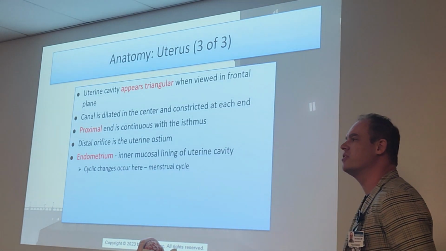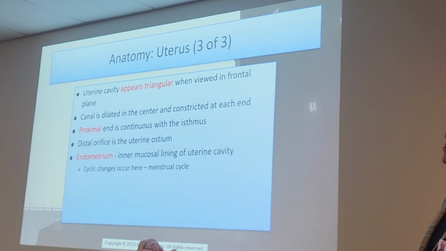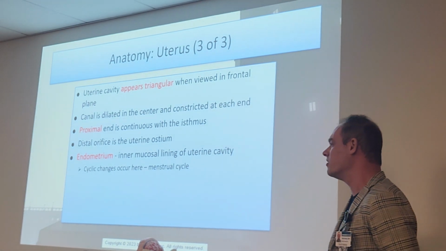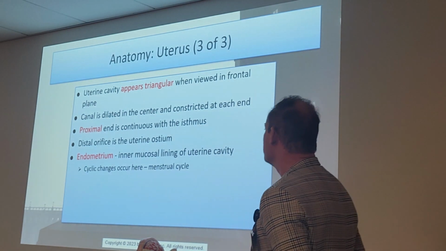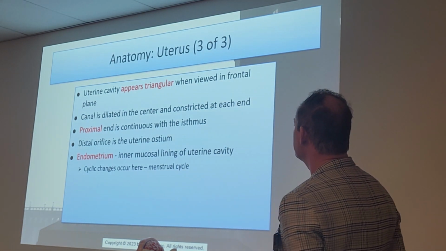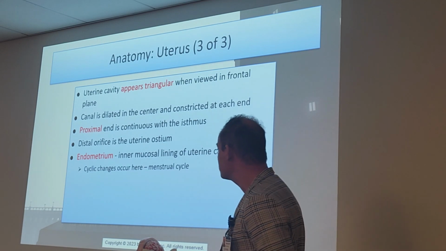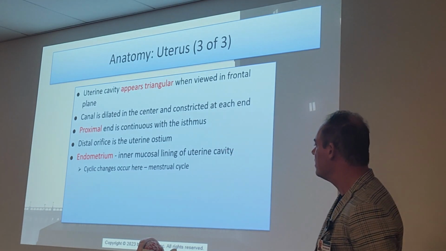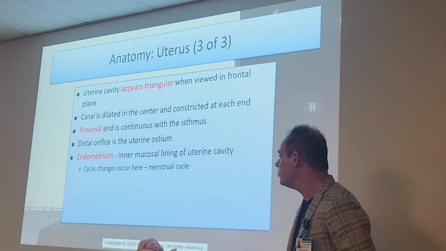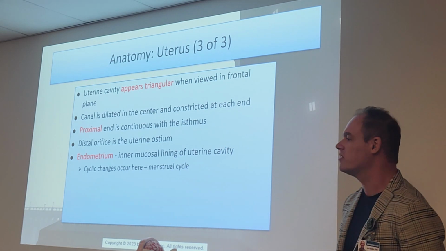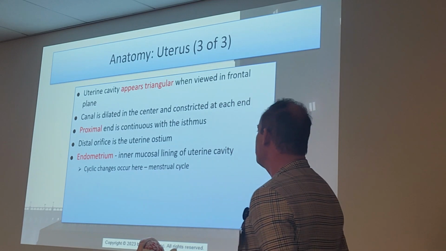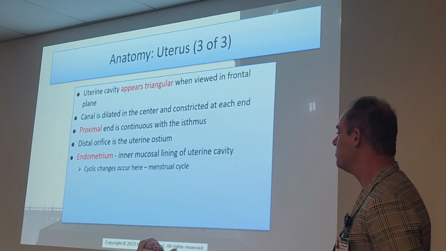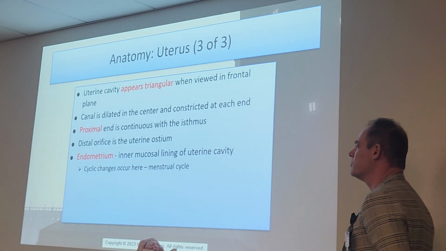All right, to wrap up the uterus here, guys, the uterine cavity appears triangular. It actually does look like a triangle on our x-rays when you fill it with contrast. When viewed in the frontal plane, the canal is dilated in the center and constricted at each end. The proximal end is continuous with the isthmus. The endometrium, once again, is the inner mucosal lining of the uterine cavity where the eggs attach, and cyclic changes occur there during your menstrual cycle up until menopause, whenever you stop producing eggs.